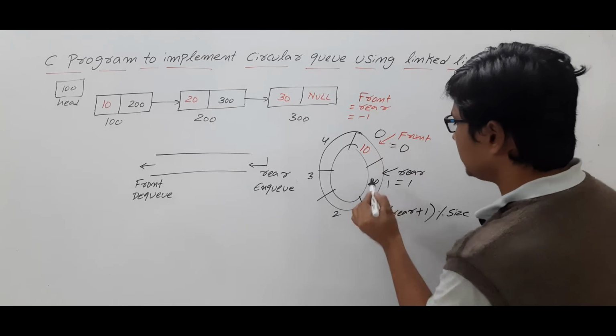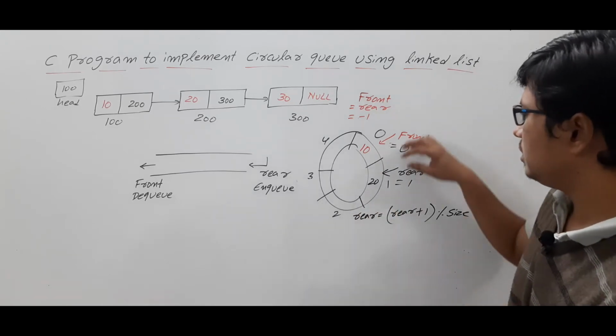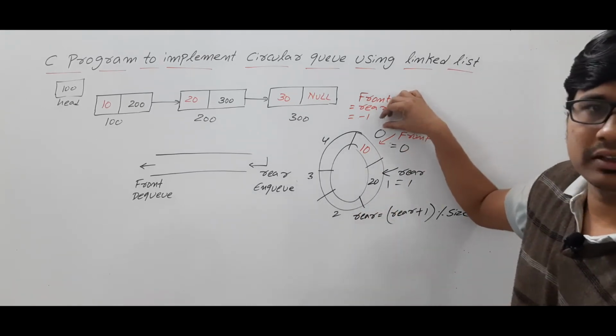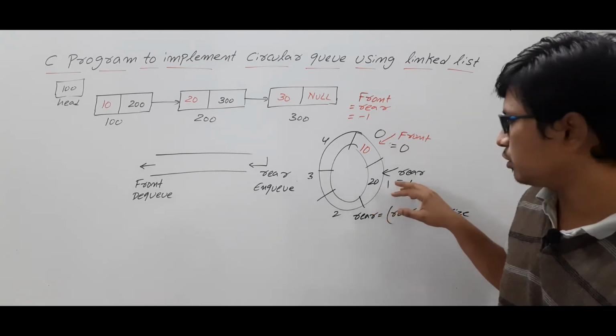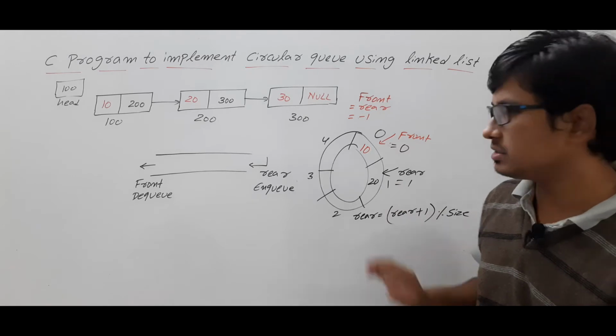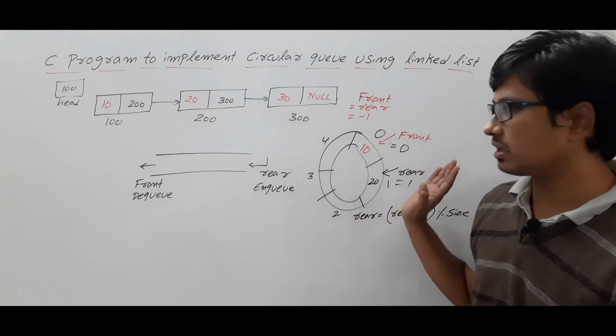So the next element will be there. The first element in the circular queue is pointed to by the front and the last element in the circular queue is pointed to by the rear. Is it clear? So this is about the circular queue.